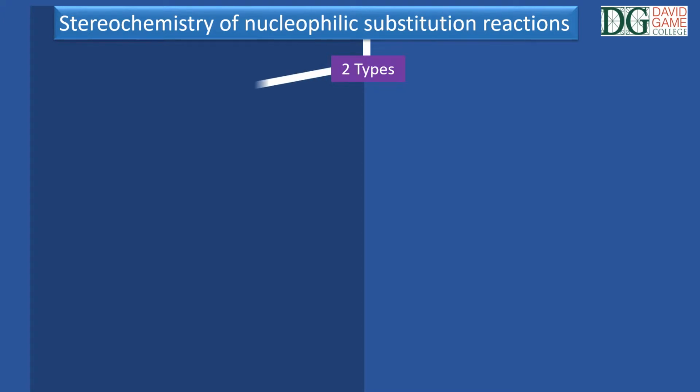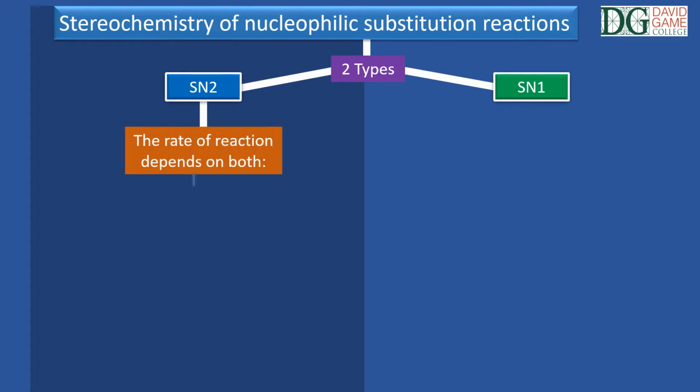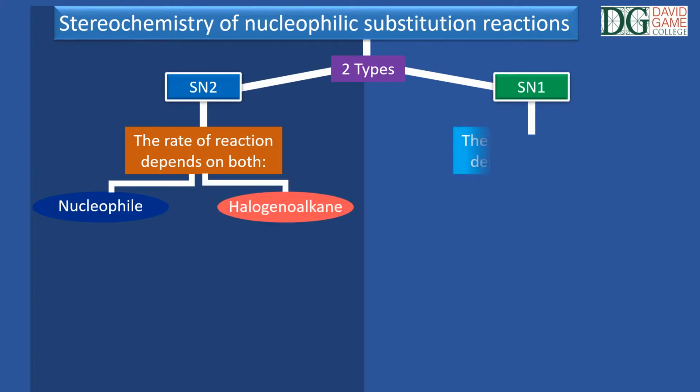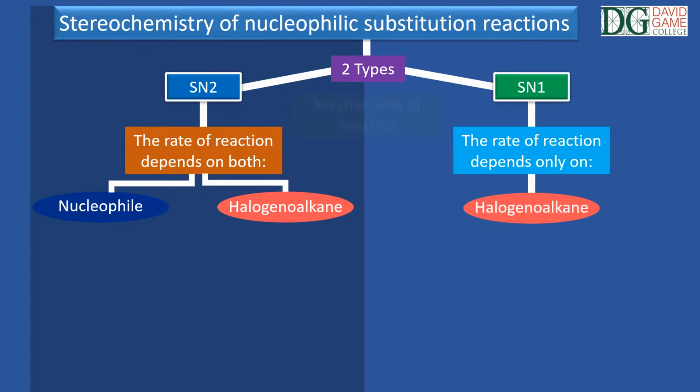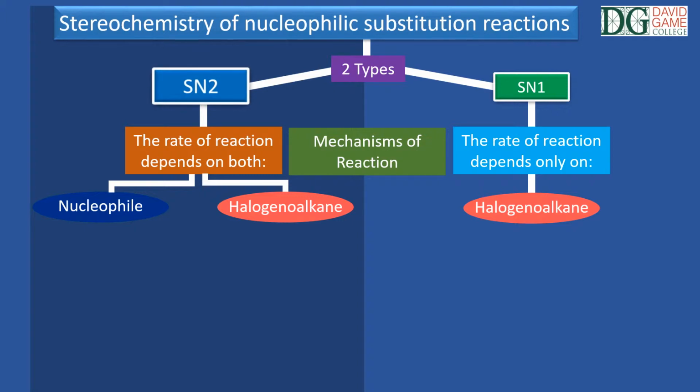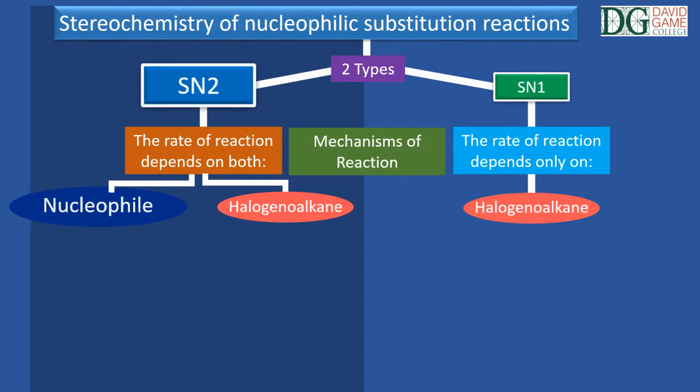There are two types of nucleophilic substitutions, SN2 and SN1 respectively. The second order, or SN2, means that the rate of reaction depends on both the concentration of the nucleophile and the concentration of the halogenoalkane, while in the first order, or SN1, the rate of reaction depends only on the concentration of the halogenoalkane. This difference is determined by the underlying mechanisms of reaction, and those related to SN2 will be discussed in this video. I have simplified the graphics and concepts to facilitate understanding.